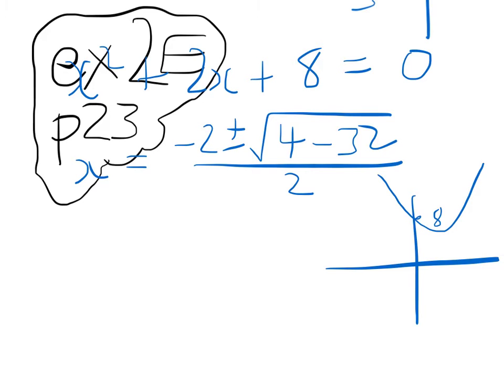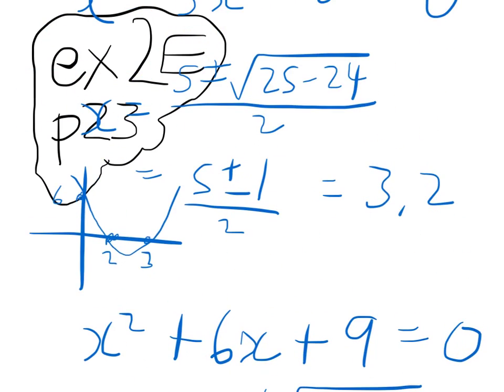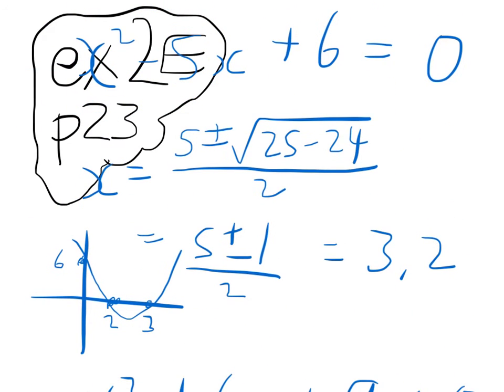Now, I want us to look back at these 3 types. This first type had 2 solutions. Here they are, 2 solutions. And the 2 solutions came from this bit.